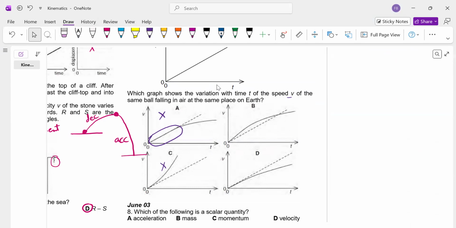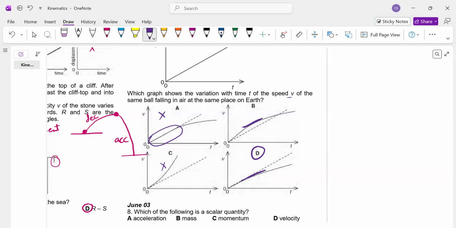Yes, but you see, there is a difference of steepness. At D, it gets constant. D is steeper. So D is the option. This is the correct answer because in air, speed increases and afterwards it will become constant. This is actually the concept of terminal velocity as well. You can remember this.